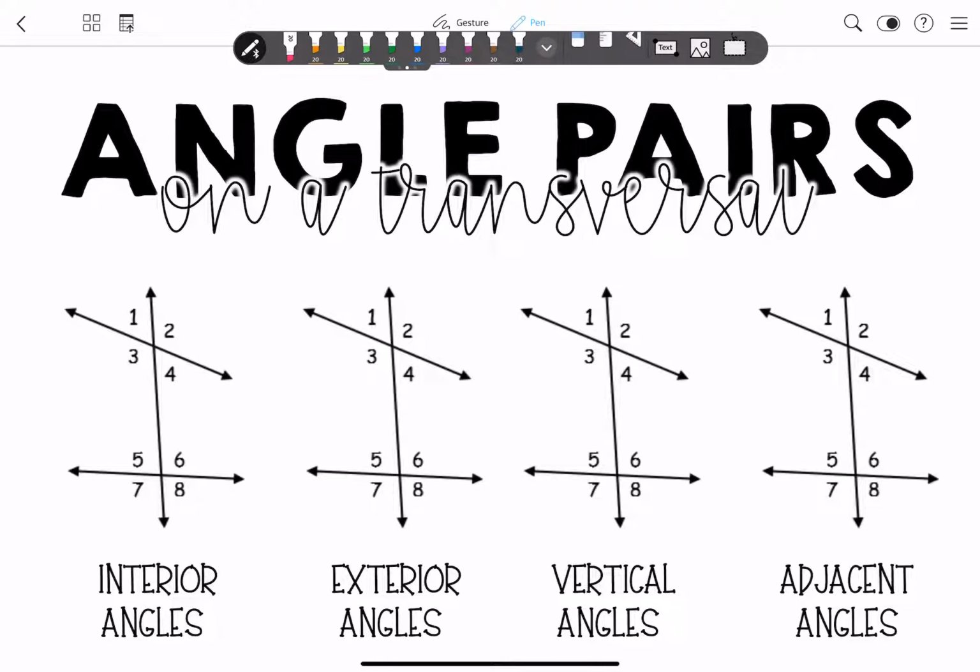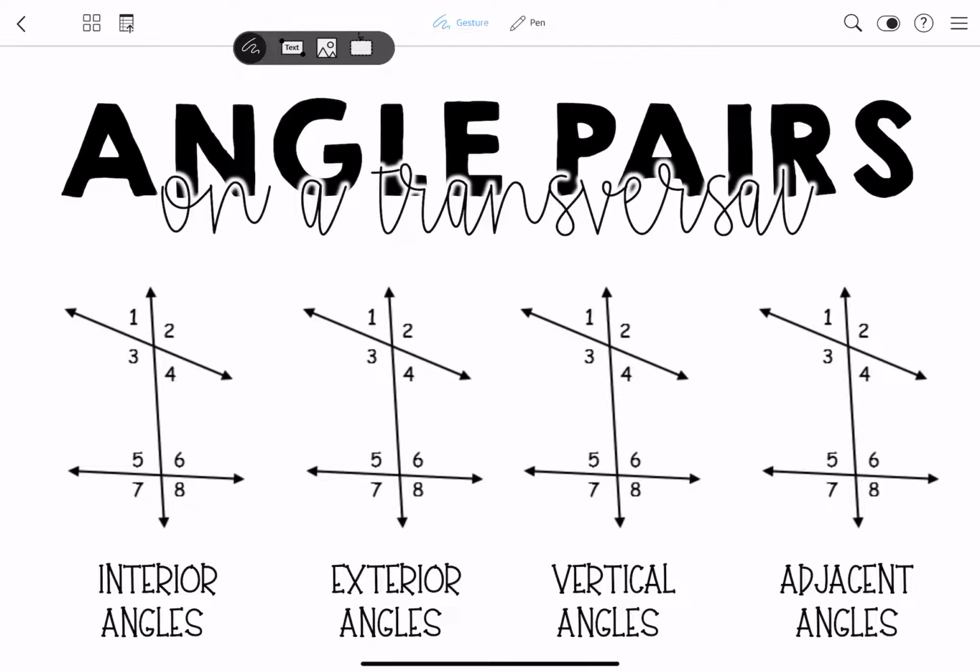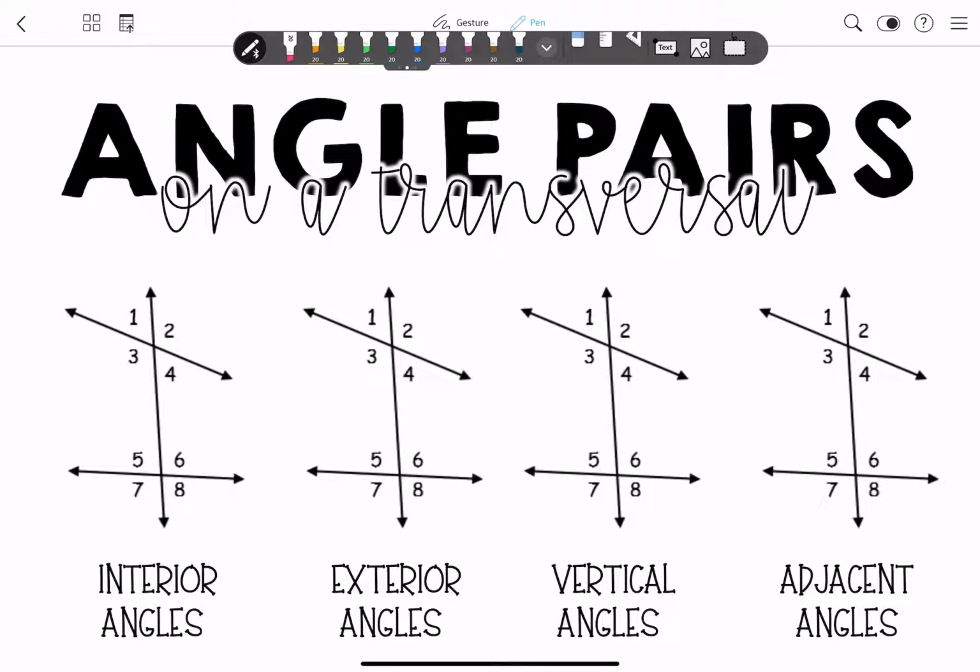So my first one is we're going to be talking about interior angles. And interior angles, I want you to think about it this way. They're on the inside of the two lines. It's kind of being sandwiched on the inside of the two lines. So it would be 3, 4, 5, and 6. Those would be our interior angles.